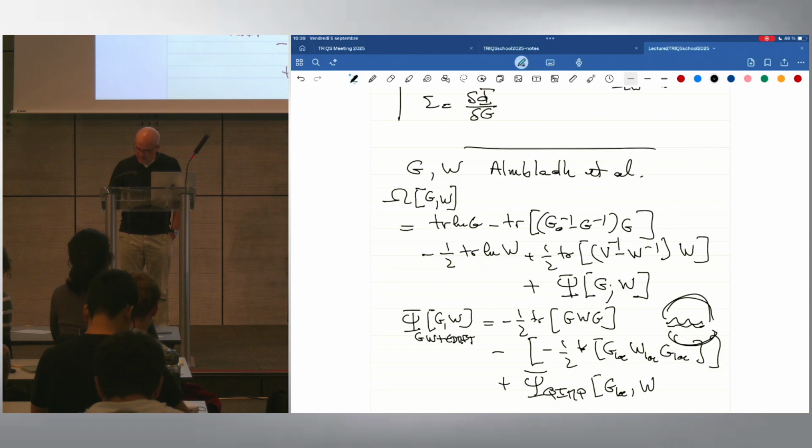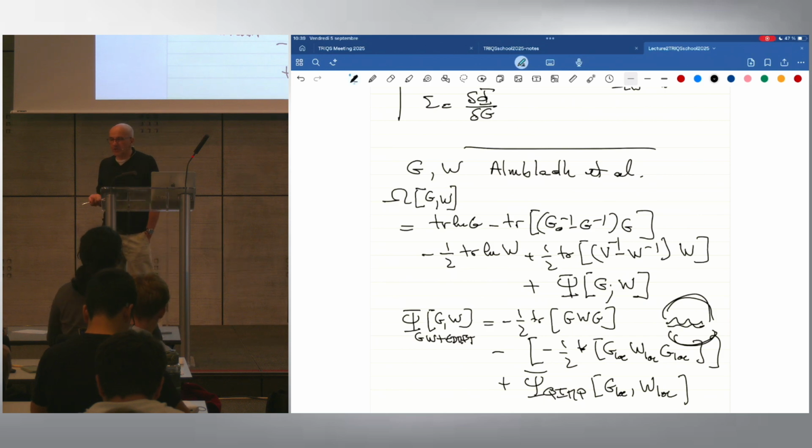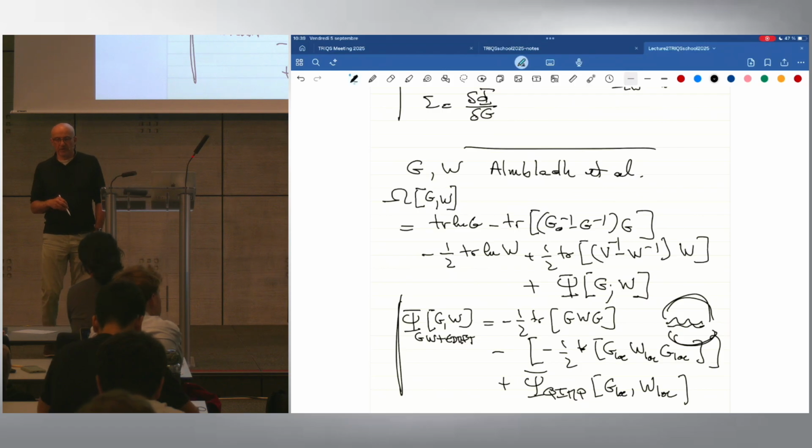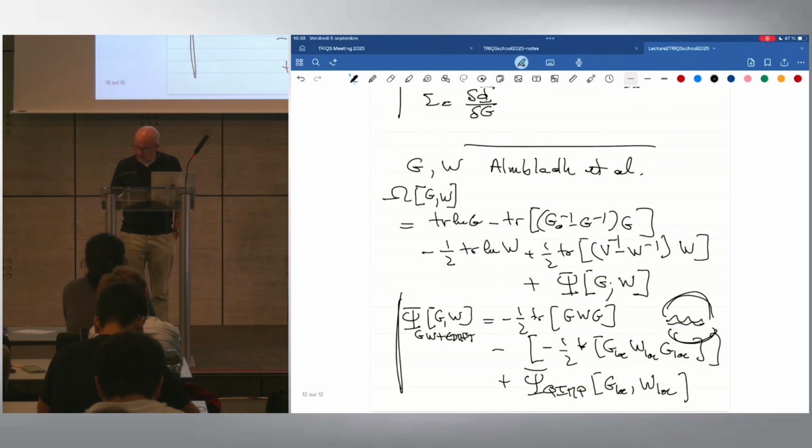And in this way of seeing things, the quantum impurity problem is just a machine to generate the non-perturbative exchange correlation functional of G local and W local. So this is the psi functional for the GW+EDMFT approximation. This expression, at stationarity, gives you a concrete formula for the total energy of the system. Okay, so that's the first remark I wanted to make.